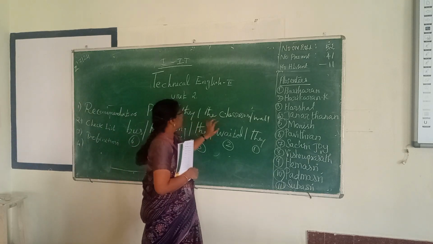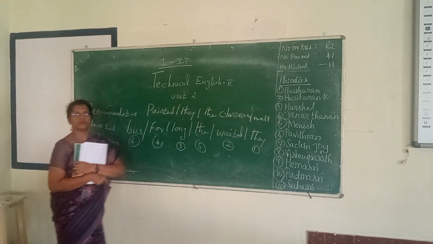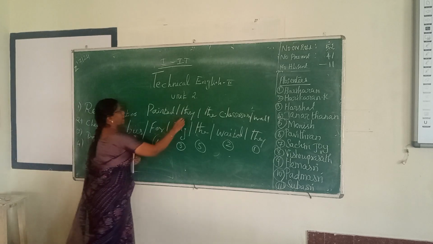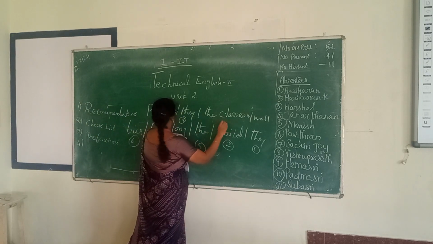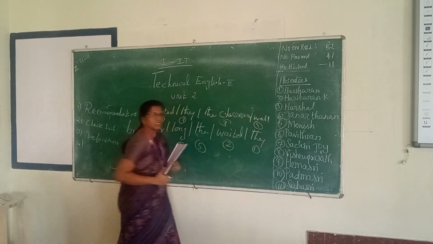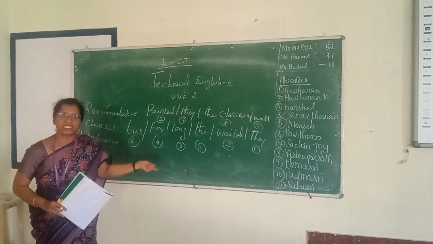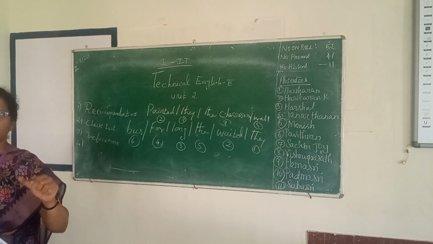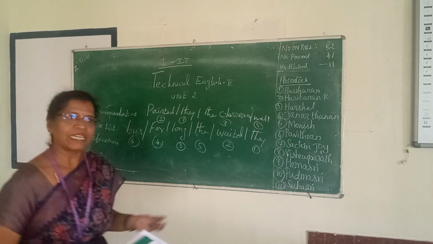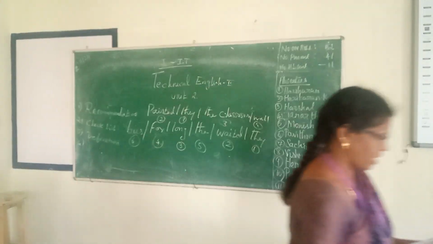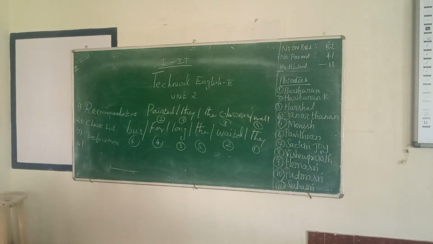Painted the classroom wall. Is it okay? Like this, we will have a few examples. In your book also it is there. We will revise at the end of the second unit. Is it clear to you? Next one. I'll start with this and we'll move on to the second unit. That is these 4 topics for the first unit.